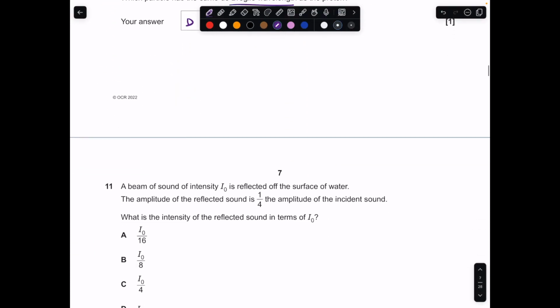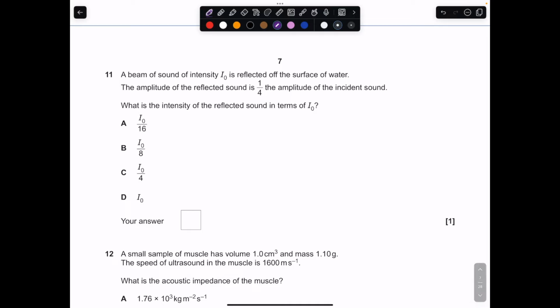Okay, let's move on to question number 11 now. We're given a beam of sound of intensity I naught, which is reflected off the surface of water. The amplitude of the reflected sound is a quarter of the amplitude of the incident sound. What is the intensity of the reflected sound in terms of I naught? Okay, so we're talking about intensity and amplitude.